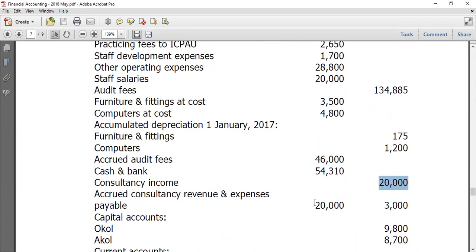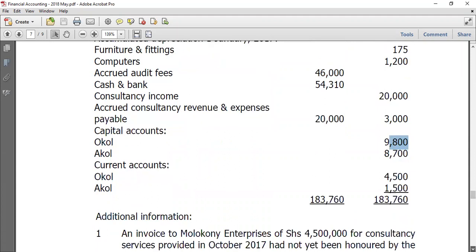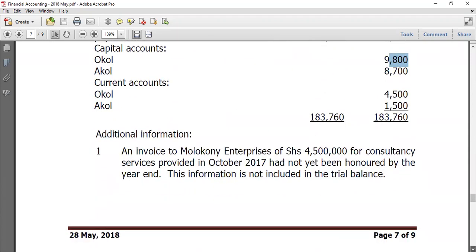Then we have some payables here. Then we have capital. Capital also has a credit balance. We have current account. Those are just to do with also partnership.